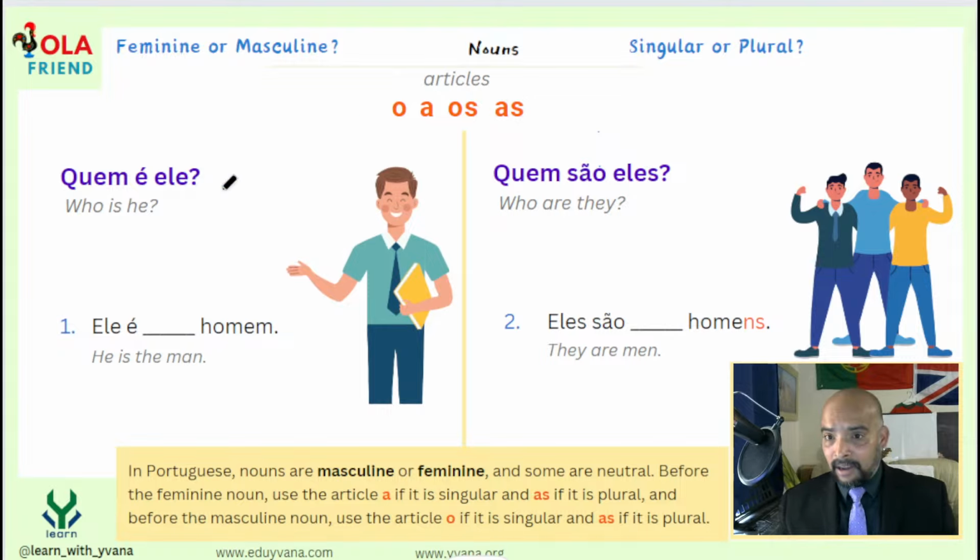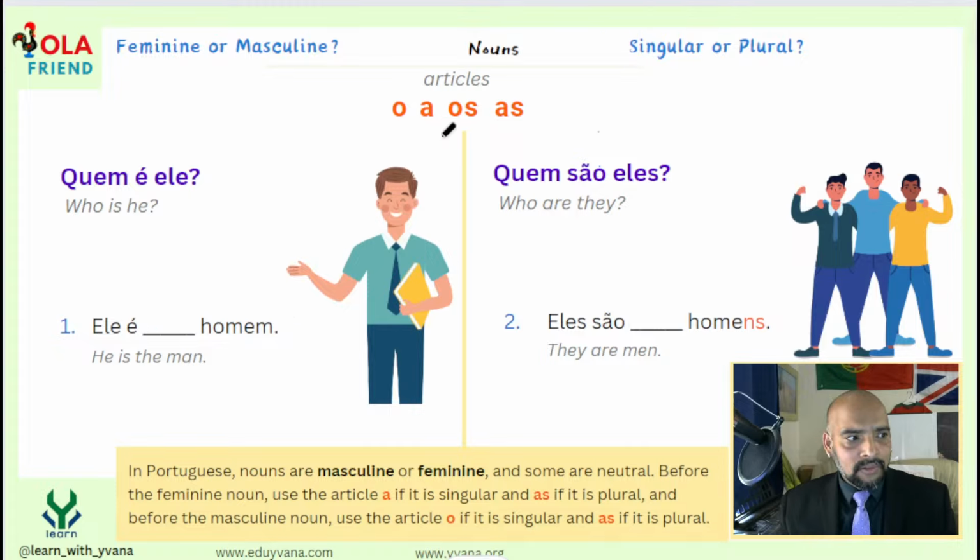You can see here quem é ele, who is he. Don't worry if you don't understand what this question means in Portuguese, because this is not our scope today, but we will try to identify what it means. Quem means who, é means is, and ele means he. So if we have to ask who is he, we can simply say quem é ele. Here he is a single person, so this is the singular form. Here we can say ele é homem. Homem means the man, man. And here we need to put the article.